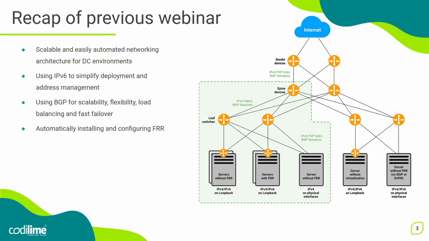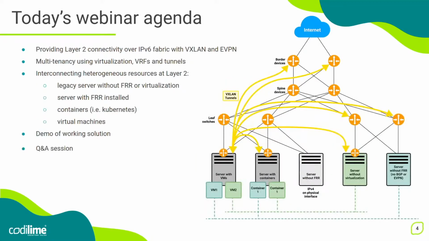And the choice of BGP is very intentional here because it is a very scalable protocol. It is very flexible. It allows for route filtering, for route aggregation, which further increases scalability, especially when we have thousands of IP addresses and thousands of servers. But it is also a prerequisite to some additional features, such as Ethernet VPN. And this is something that we are going to talk about in today's webinar.